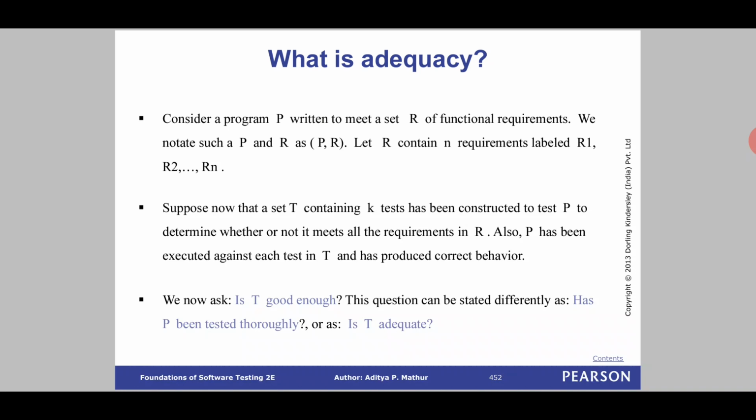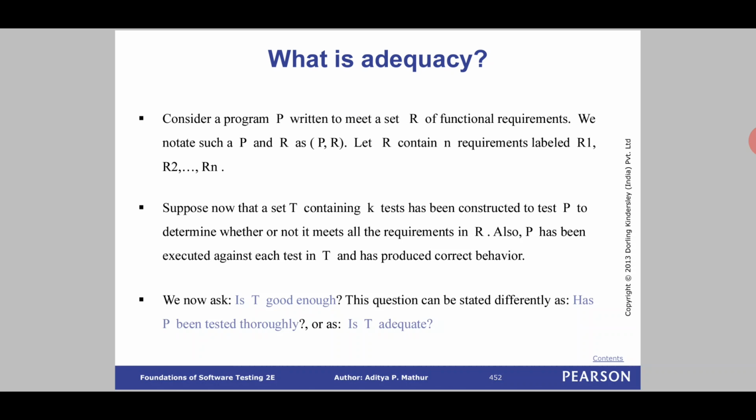The program is P, written to meet some set of functional requirements called R. R contains some set of functional requirements. We note such a P and R as P, comma R. Let R contain n requirements labeled R1, R2, R3 up to Rn. Then suppose now that a set T containing K tests has been constructed to test P to determine whether or not it meets all requirements in R.